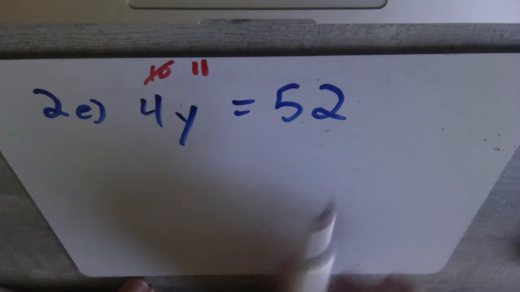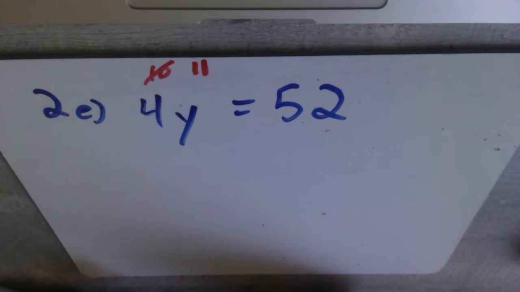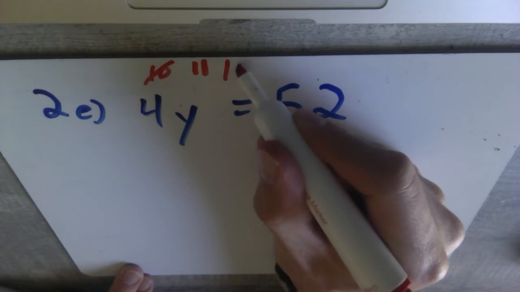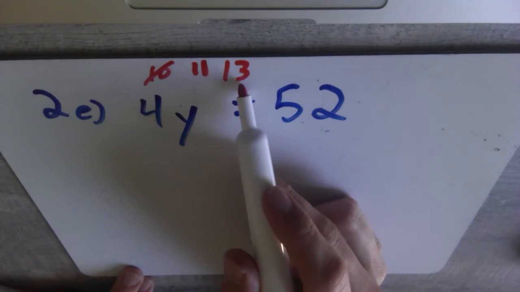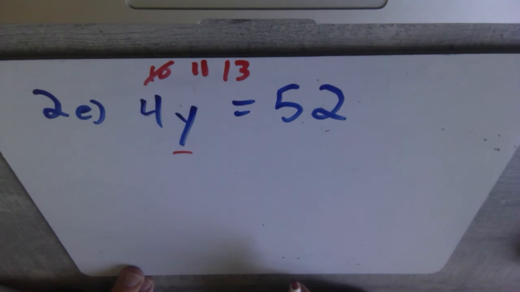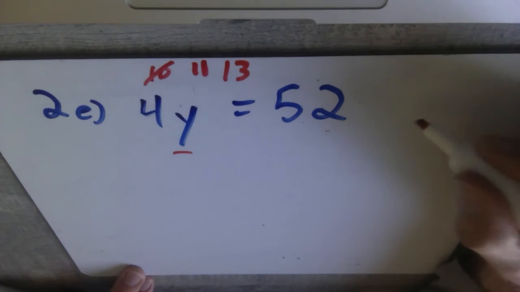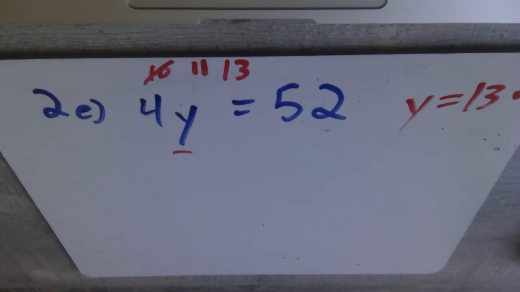Well, how many more 4s do we need to get to 52? If we know 4 times 11 is 44, if I times it by 12, I'd get 48. If I times it by 13, I should get 52. So that is how we use some reasoning there to help get us to our answer. So I'd plug this number in for my variable y. 4 multiplied by 13 gives us 52. So y equals 13.